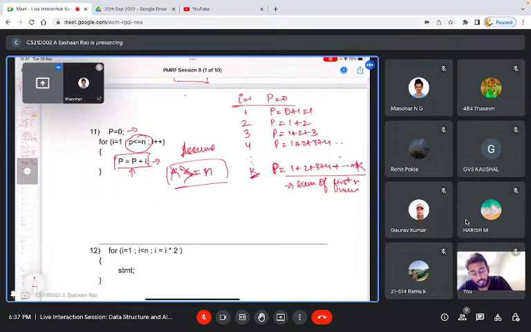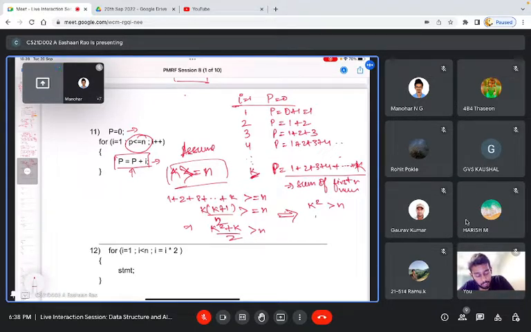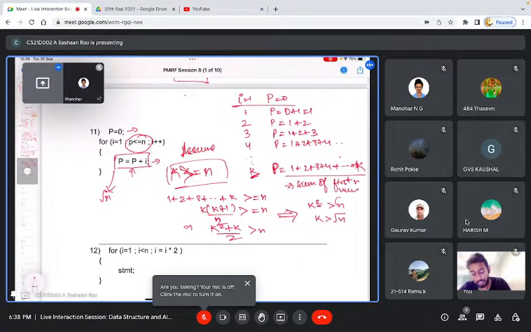So how can we identify that? We identify that when p value is a sum of first k numbers, it will be greater than or equal to n. If we trace it out, we'll find that it's actually k times k plus 1 by 2 is greater than or equal to n, and then it is approximately k square by 2, which is greater than n, and k value will be, if we put this value here, root of n. So this particular statement will actually run for root of n time.